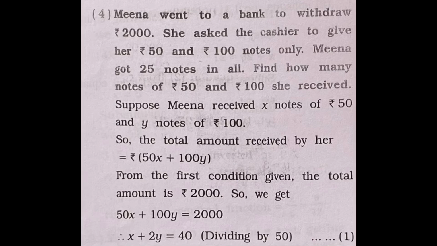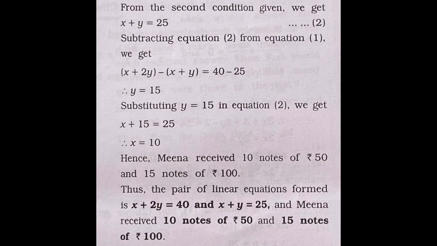Now here you can see that 50 is common in all the three terms. So we'll divide it by 50 and we will get x plus 2y is equal to 40, which is our first equation. Now in the second condition it is given that total notes she received is 25. Now we know that she received x notes of rupees 50 and y notes of rupees 100, and total notes is 25. So our second equation will be x plus y is equal to 25.